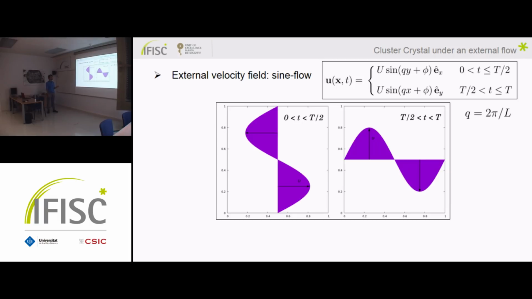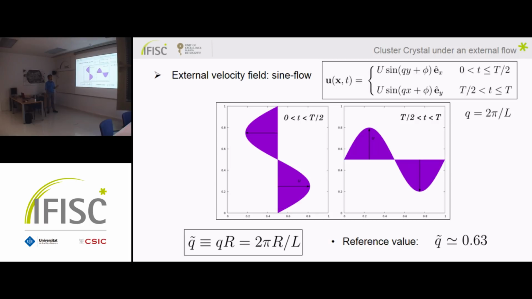It's an alternating flow that acts in alternating directions with a sine profile, although we have mainly focused only on the left-hand panel, using this shear flow with a sine profile, although we will say something about the full alternating flow at the end. This flow introduces an intrinsic periodicity in the system that will be important for the analytical discussion. For reference, it has a value of 0.63.